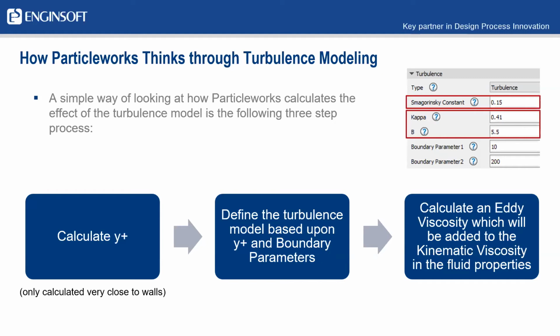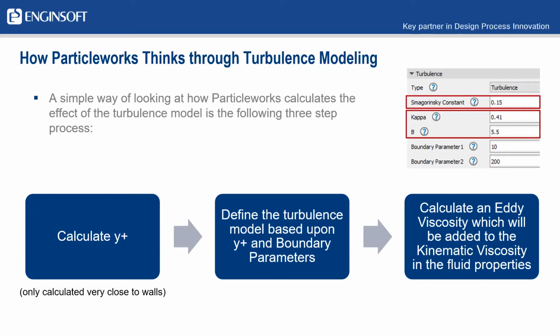But the first thing that has to happen in Particleworks is it has to determine how close it's going to be to a wall to determine whether or not it wants to take into effect these wall effects and some of the interesting effects that happen close to the wall. If you're too close to the wall, then it's going to assume it's in a viscous sublayer. If you're in the next region, there's going to be some wall effects. And then finally, there's going to be a region in which it's far away from the wall, and you're no longer going to take those wall effects into account.